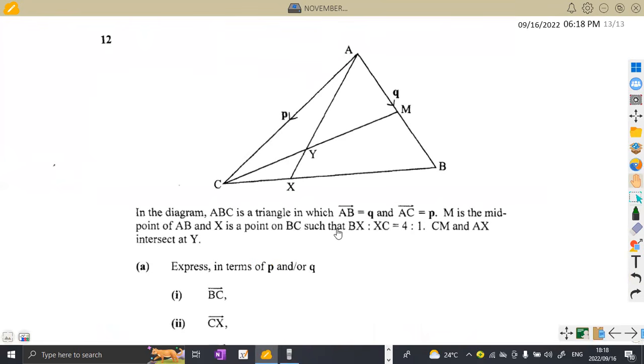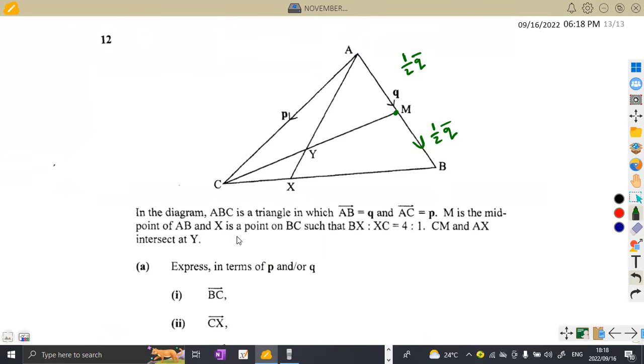Okay, in the diagram, ABC is a triangle. So you're given a triangle, you're given vector AB, which is Q, vector AC, which is P. M is the midpoint of AB. Take note, this M is the midpoint. So that means if this is the midpoint, from A to M, it's a half of AB. From M to B, it's half. So which means from A to M, our vector is going to be half Q. From M to B, our vector is also going to be half Q. That is, you divide this into 2 equal parts. But remember, because the whole of AB is vector Q, they are going to be divided into 2 equal parts because it is the midpoint, okay?